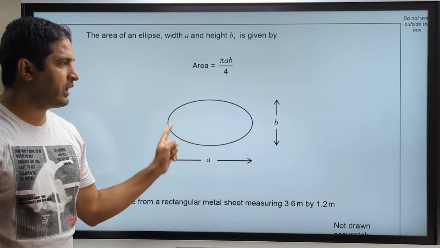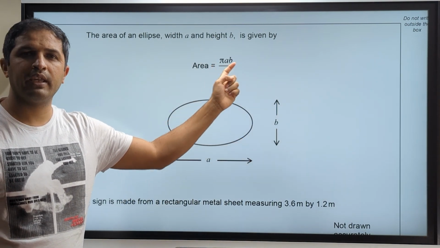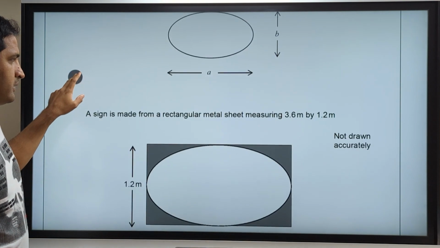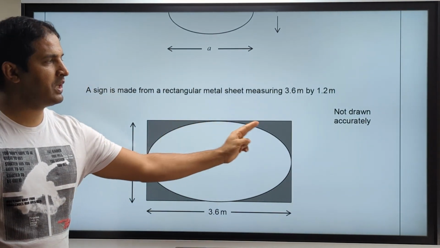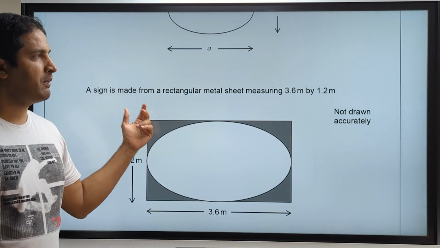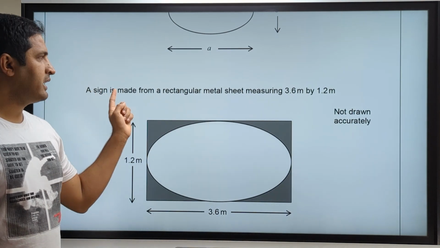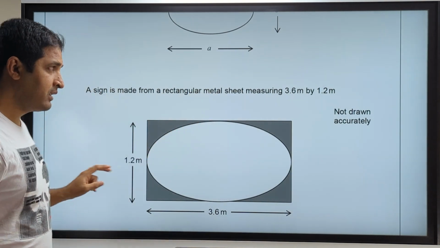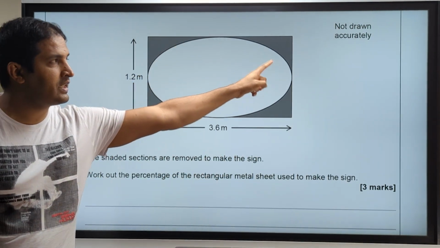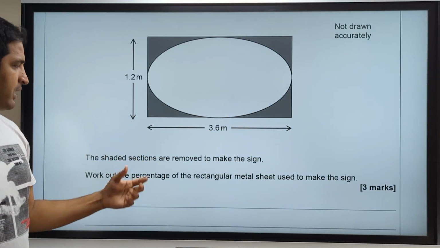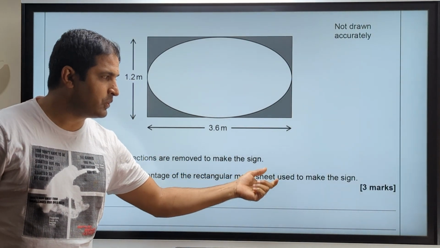The formula for this area is given to us. If the length is A and the height is B, you do pi times AB over 4. So length is 3.6, the height is 1.2, and we can work out the area of this oval. But before we do that, we need to work out the metal. The sign is made from a rectangular metal sheet, and the shaded section is removed, so you can see the sign in that oval shape. Work out the percentage of the rectangular metal sheet used to make that sign.